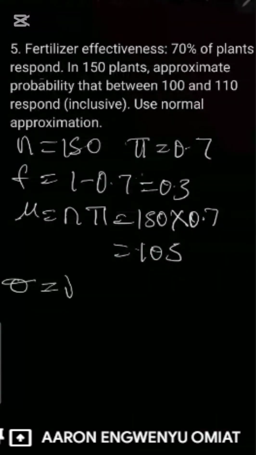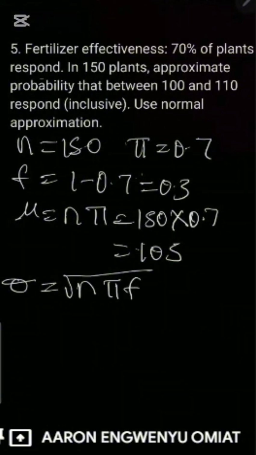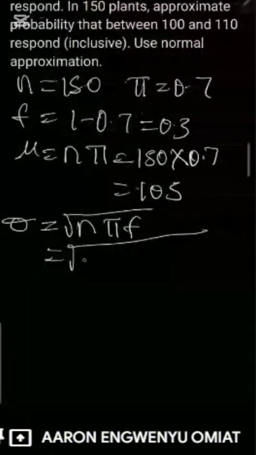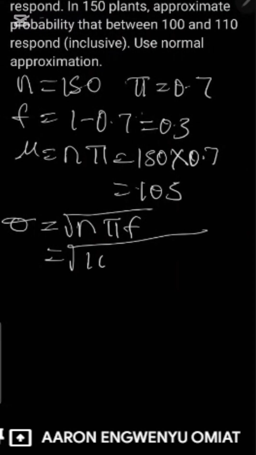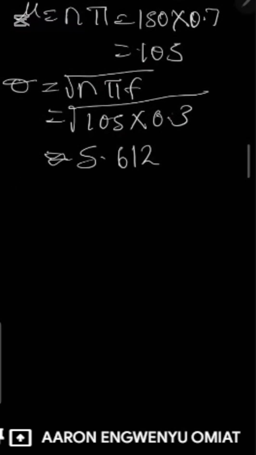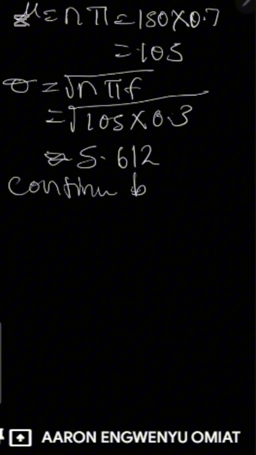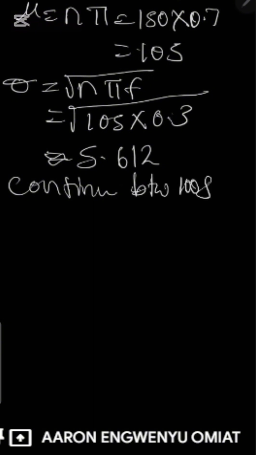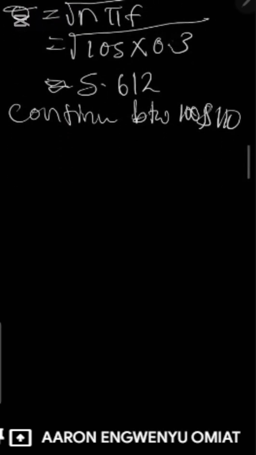Then sigma is the square root of n times pi times the failure probability, which is the square root of 105 times 0.3. Our answer is approximately 5.612. Now the continuity correction for between 100 and 110 inclusive: for between, we move outward, so this will be 99.5.